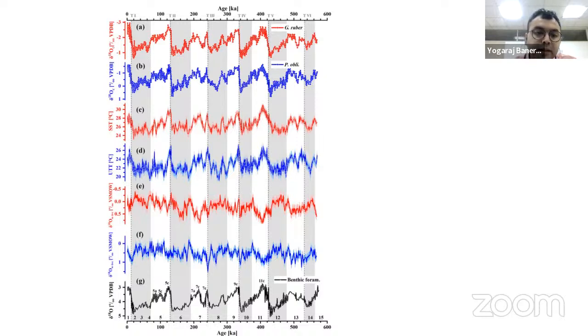Then panels E and F are the seawater delta 18 O calculated from the ruber and Pulleniatina species respectively, and the bottommost panel, panel G, is the LR04 stack.